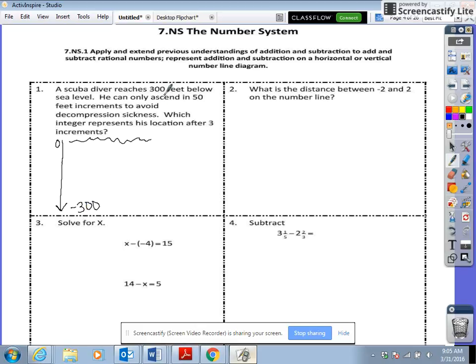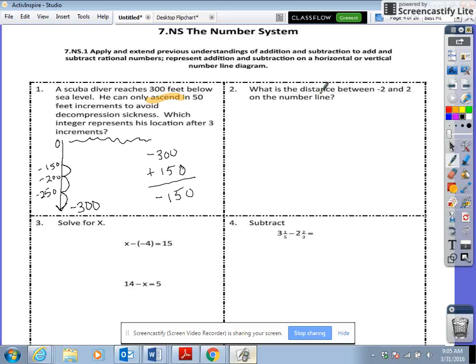The word ascend is very important here because you have to know which direction you're going. So ascending means going up. He is able to go up 3 times, but he can only go 50 feet each time. So when you go up 50 feet, you're now at negative 250 feet. And you go up another 50 feet, you're at negative 200 feet. And you go up another 50 feet, and you're at negative 150 feet. The problem that you just did is negative 300 plus 150 because you're going up 150 feet. And that equals negative 150 feet.